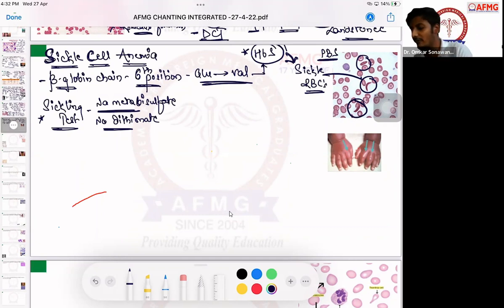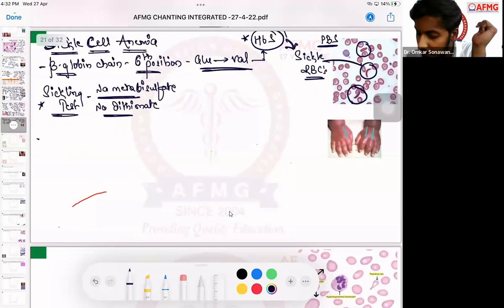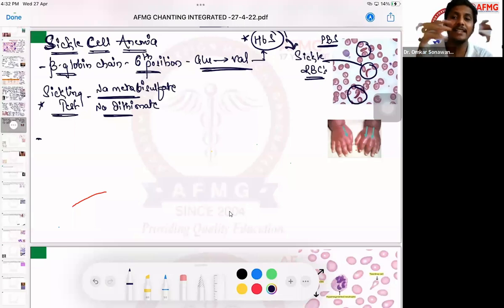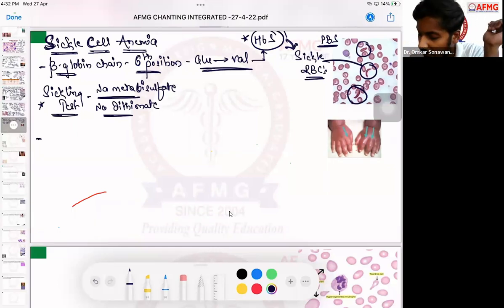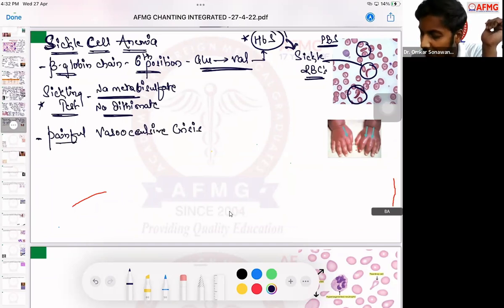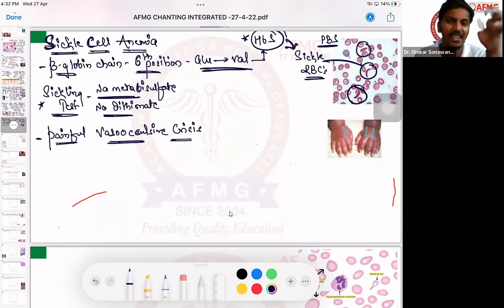Now, an important thing that you need to remember about sickle cell anemia. When these small RBCs change their shape to sickle shape, they will stick to each other, and whenever they stick to each other, they will block the small arteries. This causes a painful vaso-occlusive crisis. Depending on the blood vessels they block, there would be different symptoms in the patient. The patient will present to you in emergency with extreme pain.